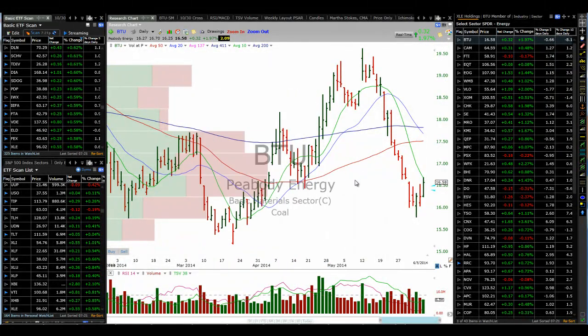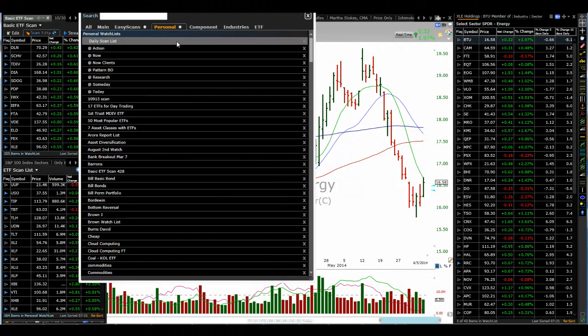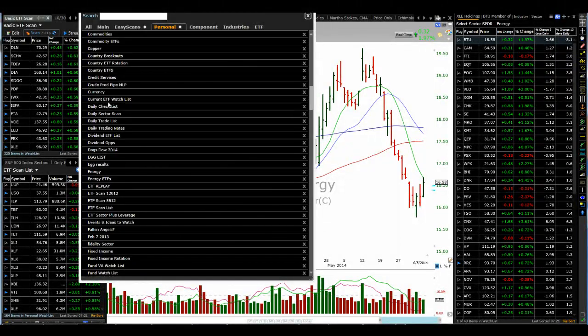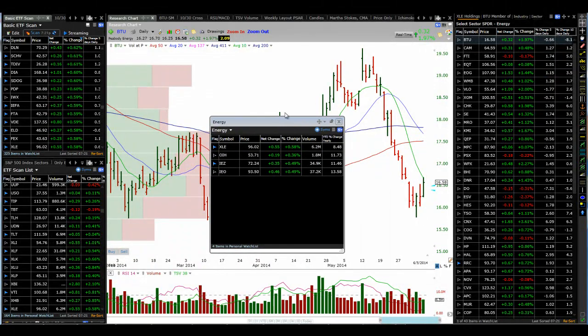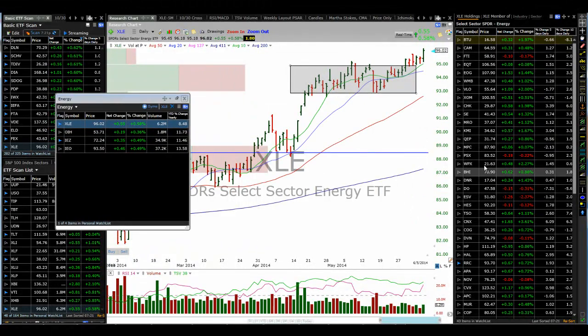If I close it, it's gone from the desktop. But I can open that by simply going back to my personal desktop, scrolling down and looking for energy. You would find the energy ETF by just clicking on it. It just comes back up. So no matter what desktop you're in, you have access to that energy ETF. And if you click on XLE, then this list will correspond.